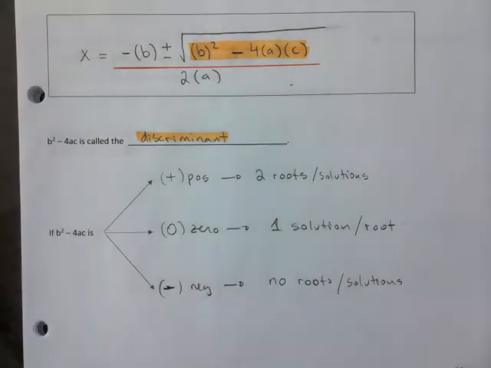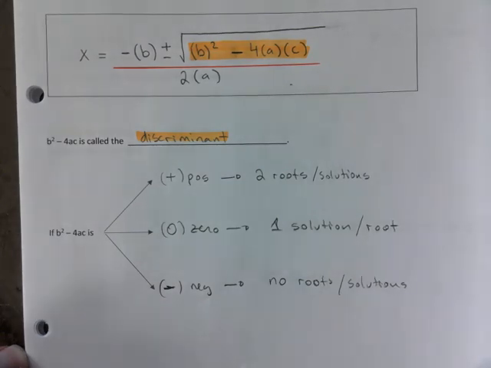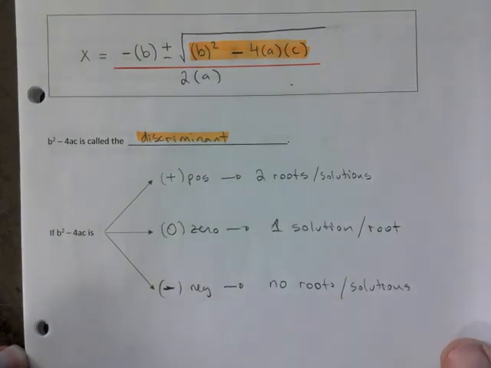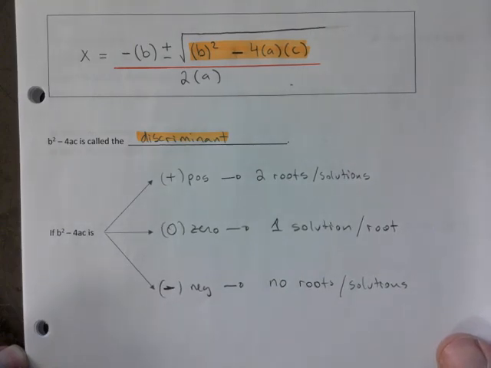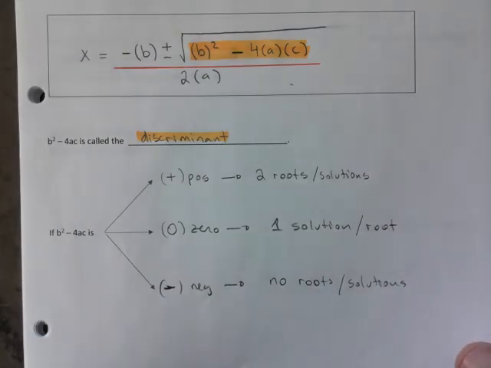Okay, let's use this formula to find the x-intercept. So again, we're using this to find the x-intercepts by hand. Okay, so let's go to 21.